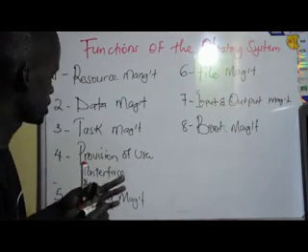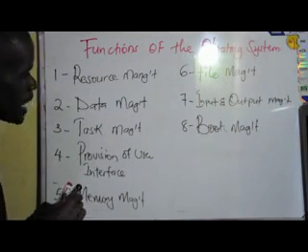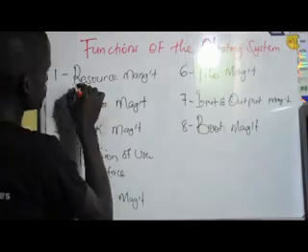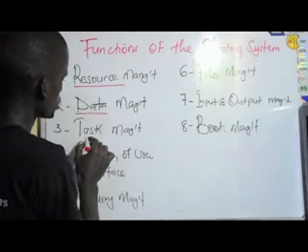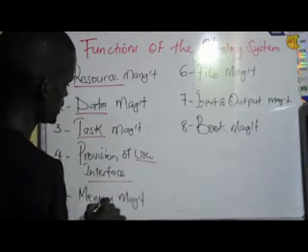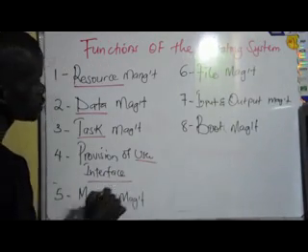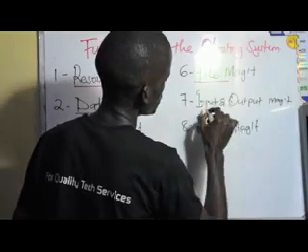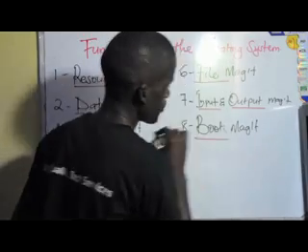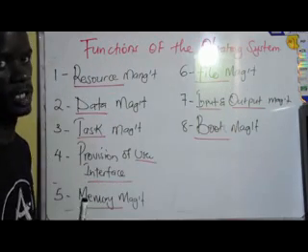Therefore, in summary, we look at our 8 basic functions of the operating system, which include resource management, data management, task management, provision of user interface, memory management, file management, input-output management, and then lastly, the boot management.